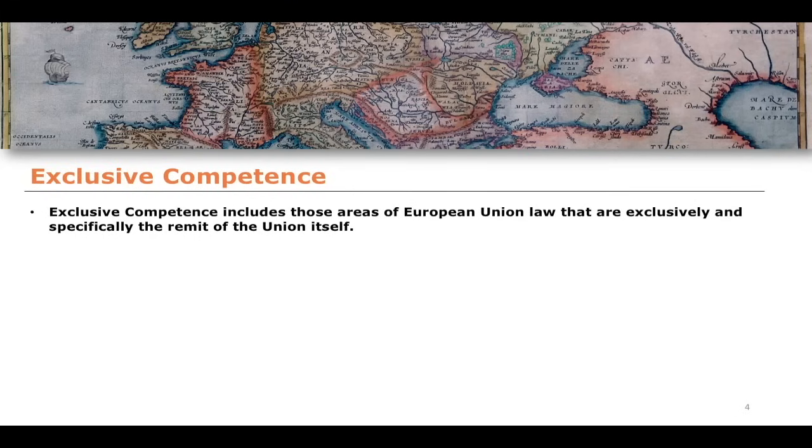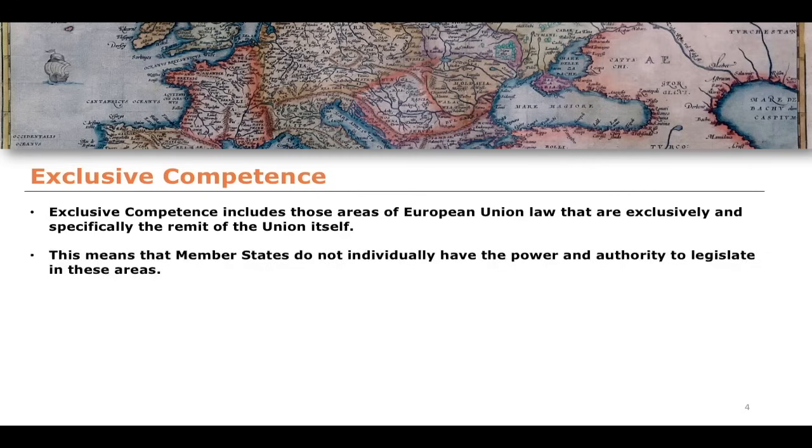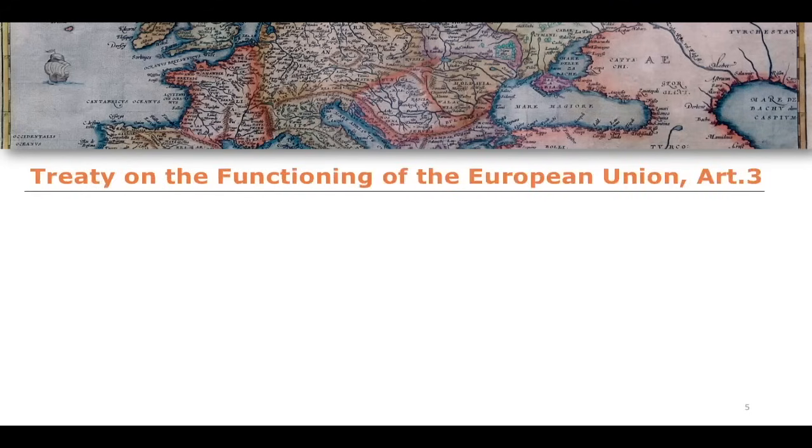Exclusive competence includes those areas of European Union law which are, as the name suggests, exclusively and specifically powers and authorities that are within the remit of the Union itself. It means that member states do not have any individual power or authority to legislate in these areas. This is the strongest type of competence, owing to the fact that in the areas of policy where the European Union has exclusive competence, the member states have given up and delegated all of their sovereignty to the European Union.